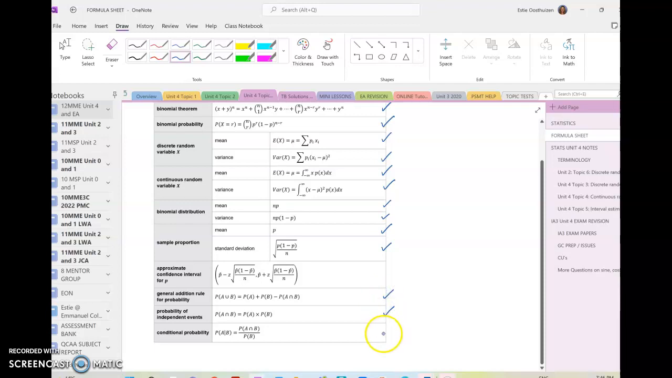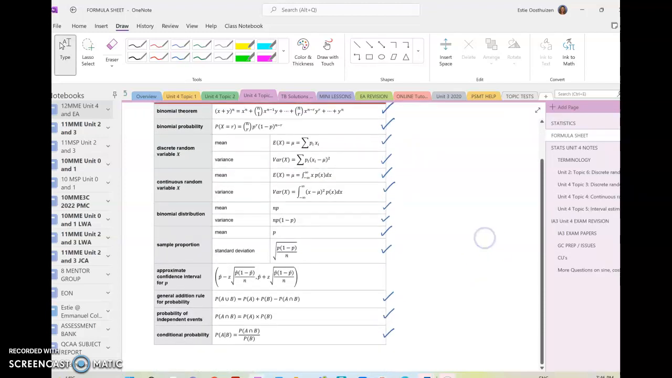Conditional probability, we looked at quite a bit. And you can see the only thing that we haven't done yet is this over here, which is called the approximate confidence interval for P. And this is what we are going to look at today.